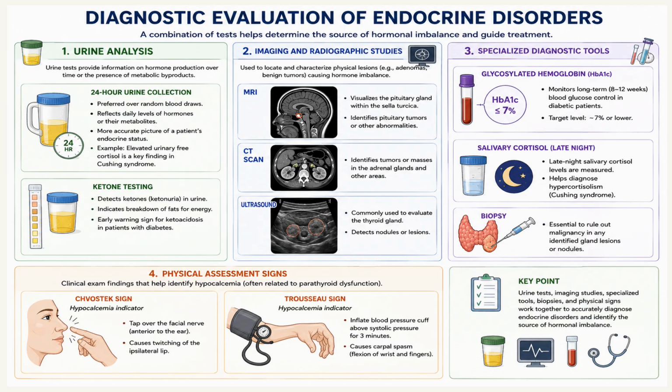One important test is, like I mentioned, the HbA1c, the glycosylated hemoglobin level, right, which measures the average blood glucose level over the previous 8 to 12 weeks. In patients with diabetes, an HbA1c of approximately 7% or lower generally indicates good glycemic control. Another specialized test is the late night salivary cortisol measurement, which is used to diagnose hypercortisolism or Cushing's syndrome, high levels of cortisol. Because cortisol levels normally decrease at night, elevated nighttime cortisol levels can indicate abnormal hormone secretion.